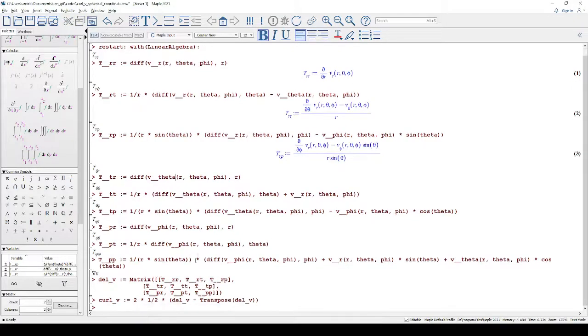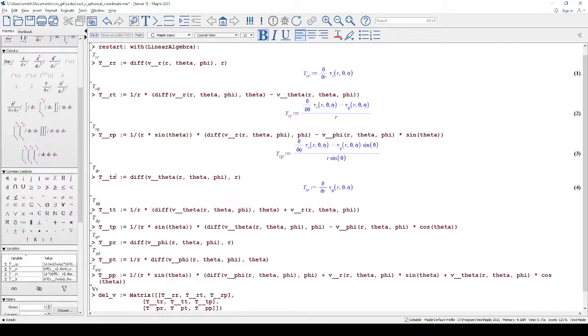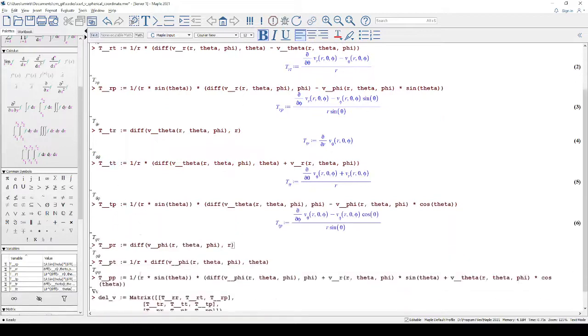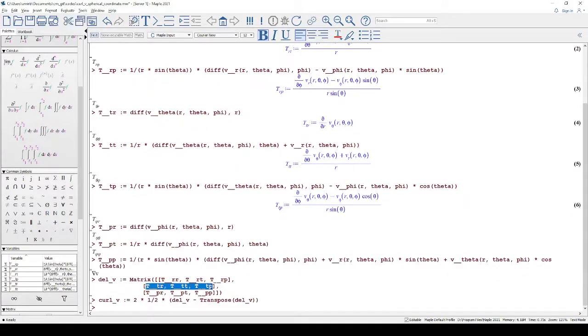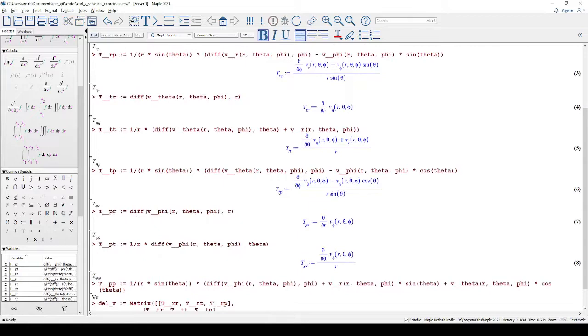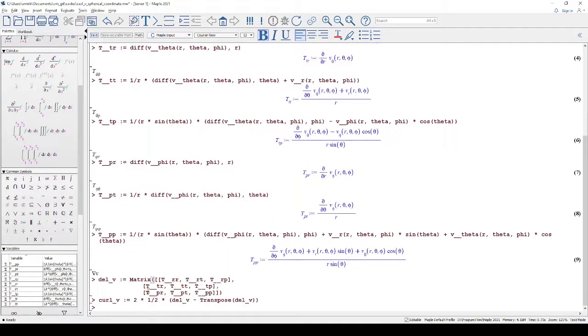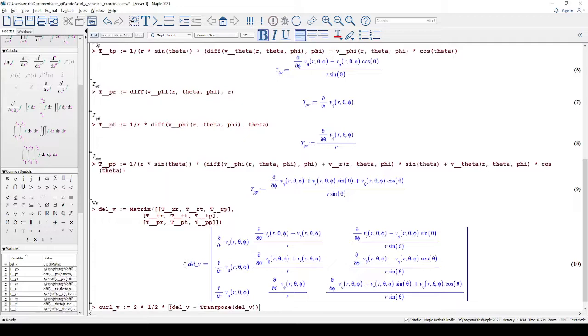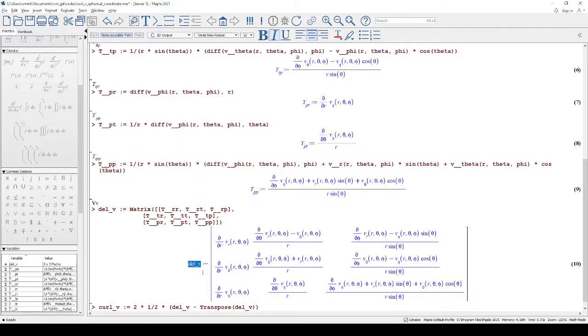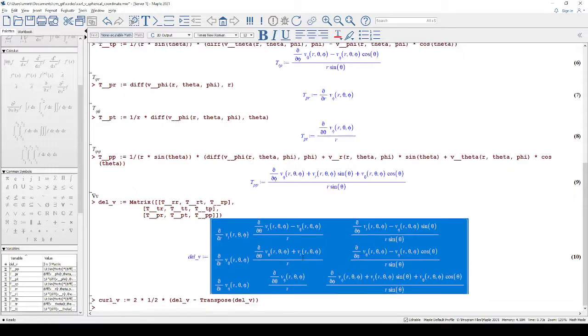And then I go to the second row here, T theta R, T theta theta, and T theta phi. So I have the second row, and then I go to the third row: T phi R, T phi theta, T phi phi. So this is the third row. I put them all together into a matrix. Then I have my del V here. So I had a vector, and I applied the del operator, so I expect a second order tensor, which is here.